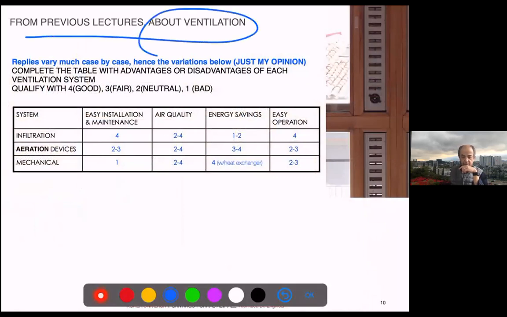Also, I remember that I told you to think about advantages of different ventilation systems. So I will keep adding those in Blackboard so you have the comments on them, right? And of course, this is just an opinion. This is not exact science. I give you my own comments.